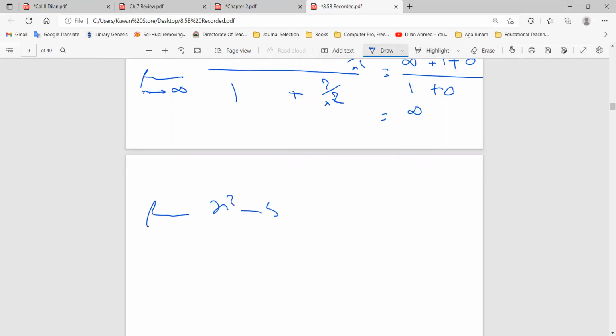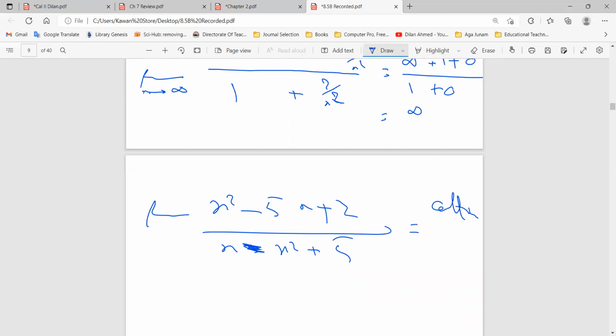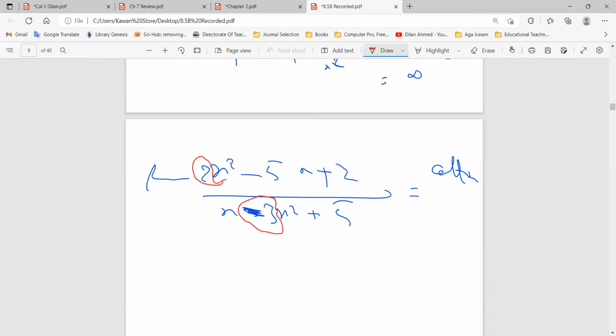For example, x squared minus 5x plus 2 over x minus x squared plus 5. So in that case, let that one be minus. In that case, we say it is equal to the ratio of the coefficients. What do you mean? Let that one be 2 and that one be 3 to be more clear. So the coefficient here is 2 of the higher degree, and the coefficient here is -3 of the higher degree, and both degrees are equal to 2. So I say it is equal to 2 over -3. So the result of x approaching infinity is equal to 2 over -3.